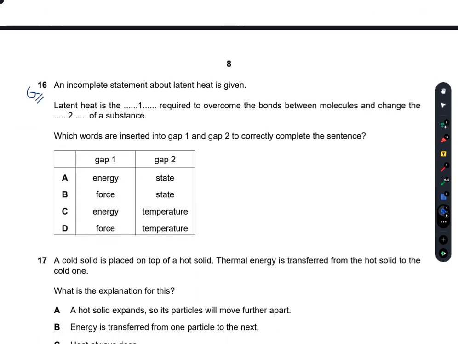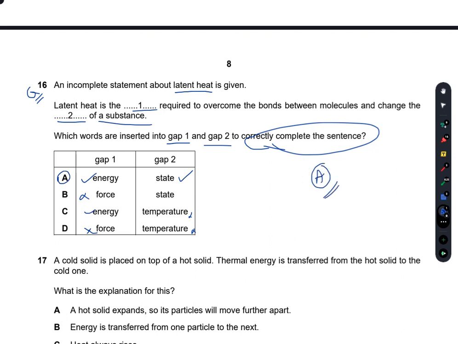Question number 16, an incomplete statement about latent heat is given. Latent heat is the, this is one required to overcome the bonds between molecules and change the two of the substance. Which words are inserted into gap 1, gap 2 to correctly complete the sentence? Latent heat is the energy, it is not the force. You all know this. Latent heat is the energy required to change the state, not the temperature. The temperature automatically changes. The energy required to change the state of a substance. So A is the right option.